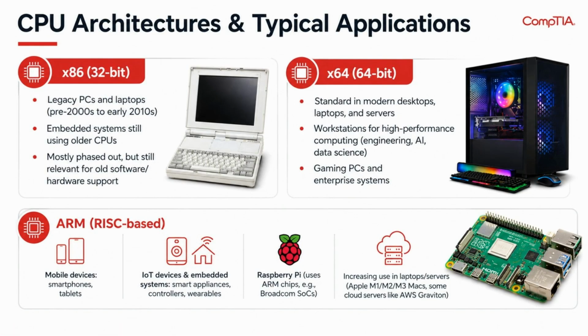Here's where each CPU architecture actually shows up in practice. x86, 32-bit, mostly lives on in legacy PCs and laptops from before the early 2010s. x64, 64-bit, is the standard in modern desktops, laptops, and servers. Everything from engineering workstations to gaming PCs runs on it. And ARM, RISC-based, dominates mobile devices, IoT and embedded systems, the Raspberry Pi, and is increasingly showing up in laptops and even cloud servers, like Apple's M-Series Macs and AWS Graviton instances.